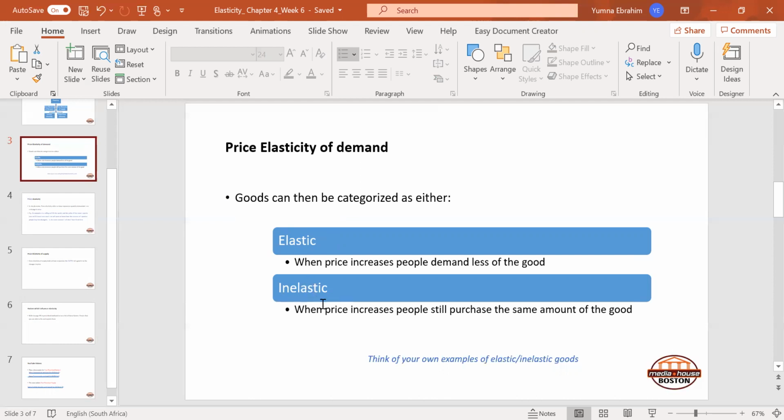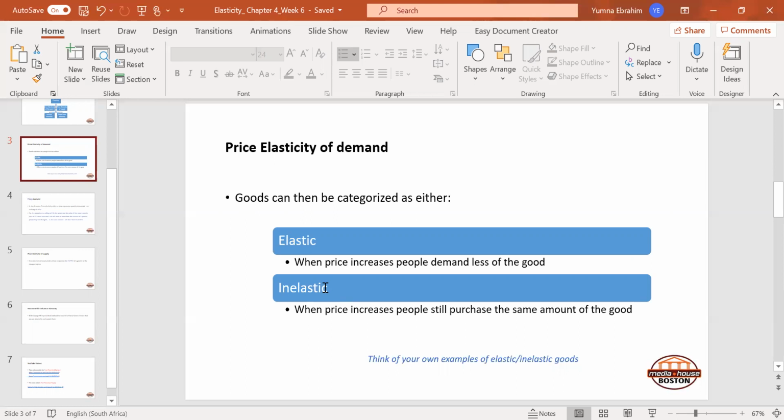Now you might be thinking, what sort of goods are inelastic? Goods where the price increases but people still have to consume the same amount. Typically petrol is an example of an almost inelastic good. The price goes up. Yes, you can cut back on the number of trips you make, but generally you still have to consume petrol. Electricity is another example of an inelastic item.